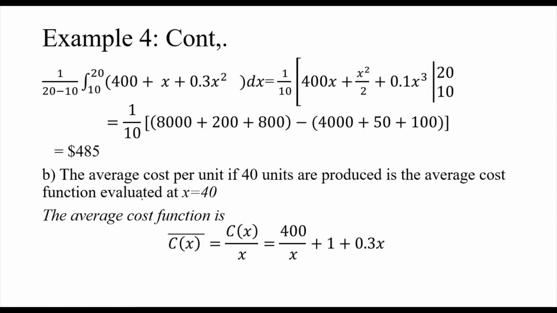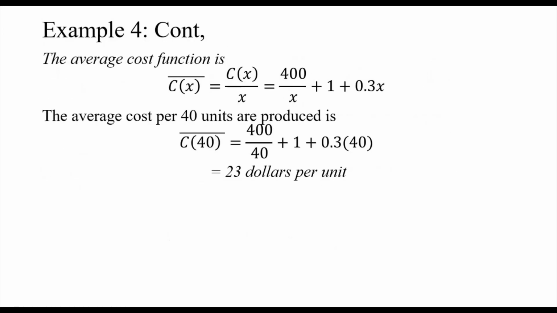The second part is the average cost per unit if 40 units are produced. It is basically the average cost function evaluated when x is equal to 40. So to find the average cost function, we're going to divide the function by x. We're going to say the cost function divided by x will give you the average cost function. So we divide every term in the function by x. You will get 400 divided by x plus 1 plus 0.3x. Then you're going to evaluate this function when x is equal to 40.